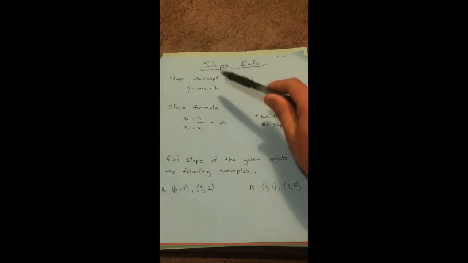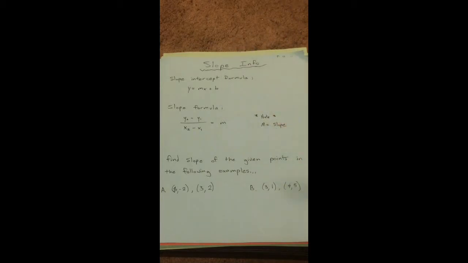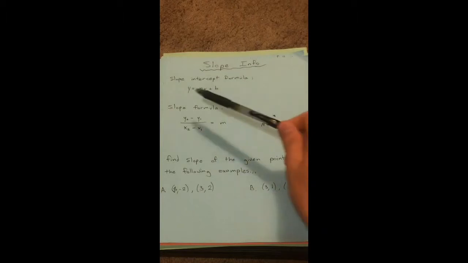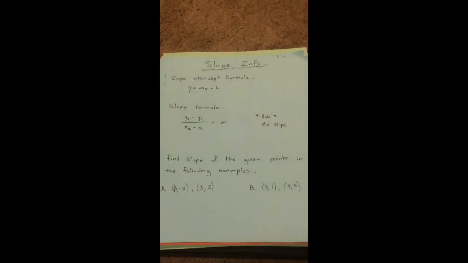This right here, you've seen it 1,000 times already. I've told you it's called the slope formula because that's what I call it, but it's actually called the slope-intercept formula. And it's the most common one. It is the equation for a line.